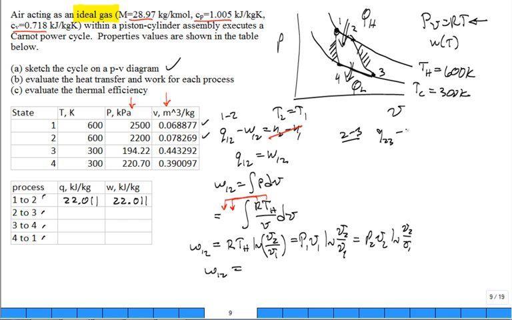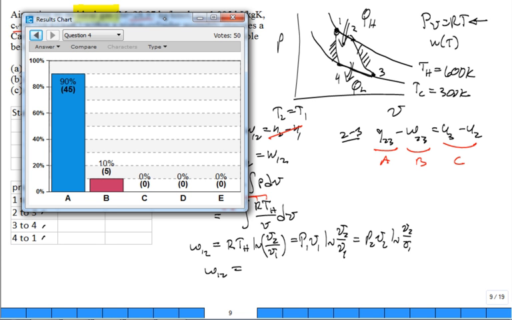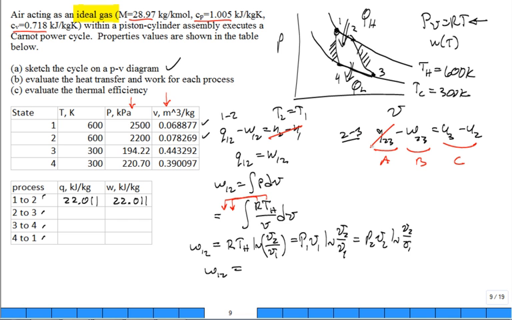Q 2 to 3 minus work 2 to 3 is equal to U3 minus U2. True? All right, clicker question. Is A, that term equal to 0? Or B, that term equal to 0? Or the change in U equal to 0 for the process 2 to 3? Now I give you 30 seconds. Pretty good, huh? We said it was adiabatic, true? There you go. So that's equal to 0.